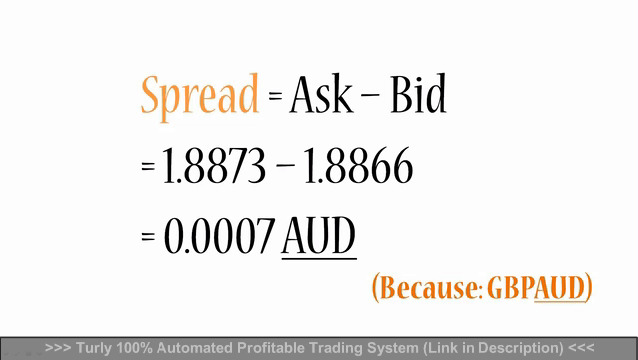And this is in Australian dollars because the currency pair is British pound Australian dollars. So Australian dollar is the quoted currency. Remember our examples with apples. So British pound here is like the apple, and Australian dollar is the currency that it's been valued in.